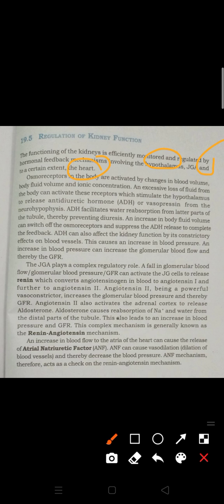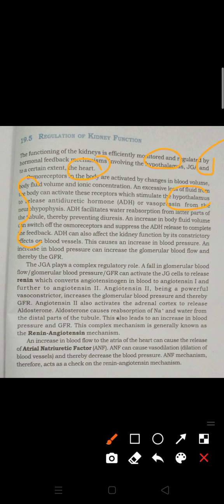As in the life class also I told you, osmoreceptors are present in our body, and these osmoreceptors can be activated by the changes which occur in our body. Like which changes? Blood volume changes, blood fluid volume changes, ionic concentration changes. Whenever such changes occur in our blood, these osmoreceptors get excited or activated. When they are activated, these receptors pass signals to our hypothalamus.